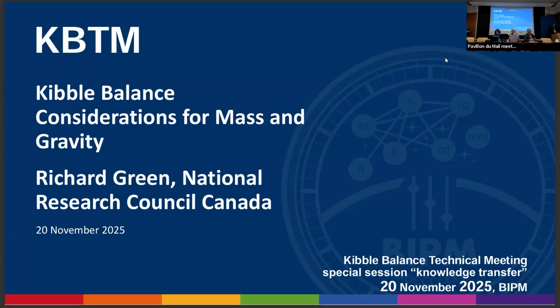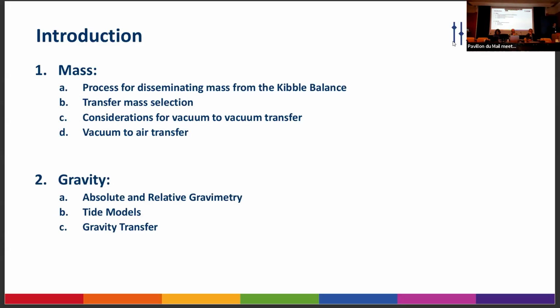Okay, thank you very much for that introduction, and thank you for the opportunity to give this talk, and thank you also to Frank for being quick on his feet and taking over my talk slot when my presentation didn't go through. So today I'm going to talk about the mass and gravity related to the Kibble balance. As an introduction, I'll talk about the process for disseminating the mass from the Kibble balance and the transfer mass selection. This is the artifact that you use when you're doing the realization. I'll use the realized mass or the transfer mass interchangeably through the talk.